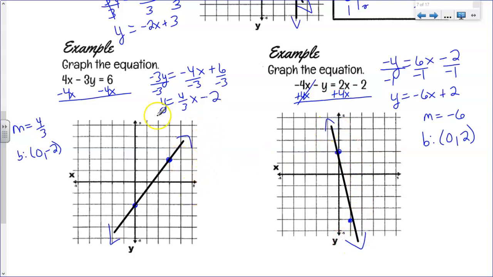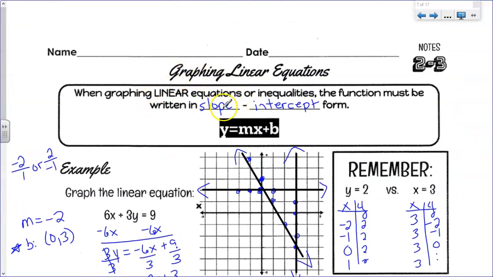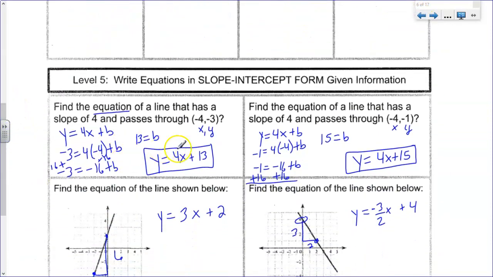All right, guys, so what have we talked about today? We are going to put our equation into slope-intercept form, y equals mx plus b. M's our slope, b's our y-intercept, and then we're going to use those to graph, and be able to go from solving for y, writing the equation given the slope and a point, and then given the graph.